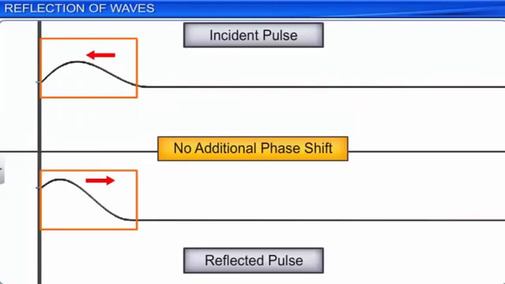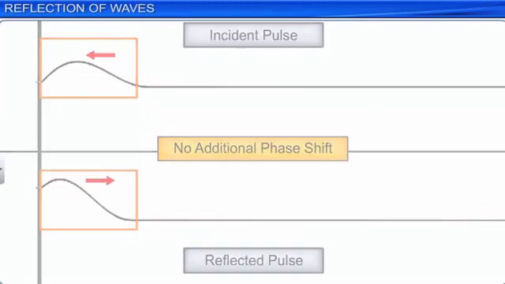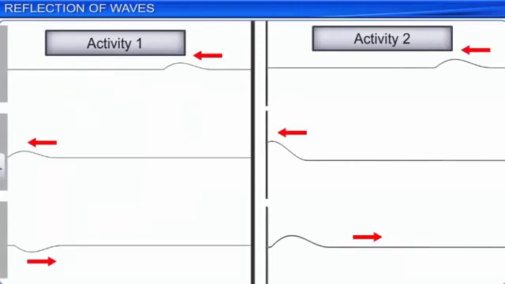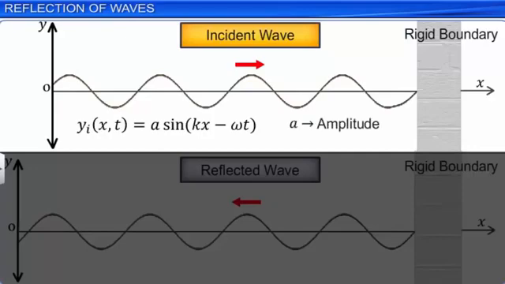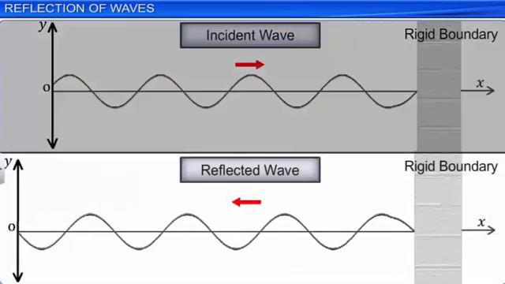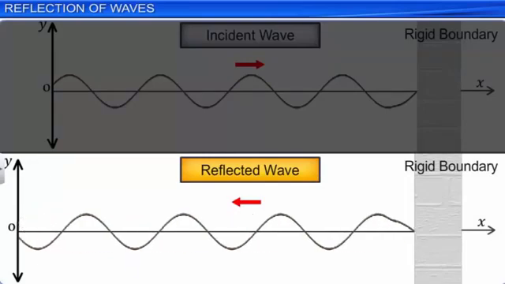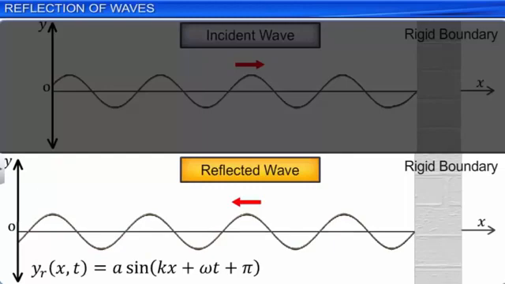Let us now express these observations mathematically. The incident wave is represented by y_i of x,t is equal to a sin(kx minus omega t), where a is the amplitude and k is the wave number of the wave. The reflected wave from a rigid boundary is represented by y_r of x,t is equal to a sin(kx plus omega t plus pi), which is equal to minus a sin(kx plus omega t). For the reflection at an open boundary, the reflected wave is represented by y_r of x,t is equal to a sin(kx plus omega t).